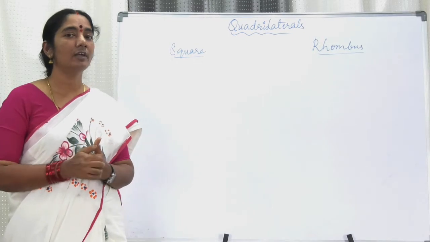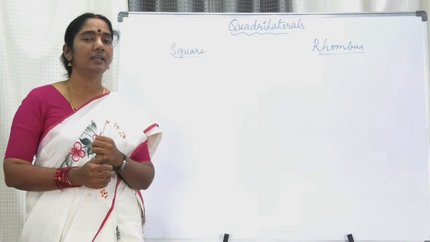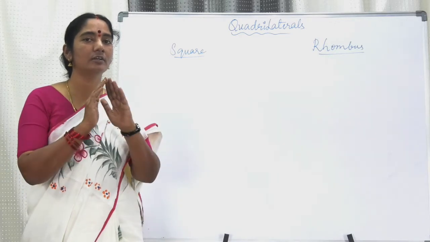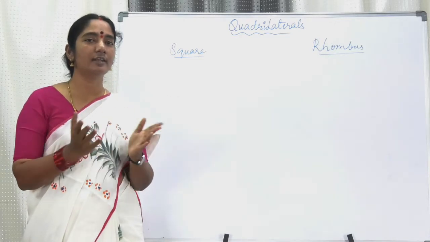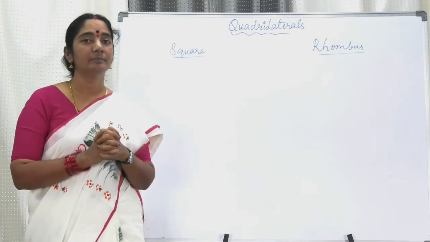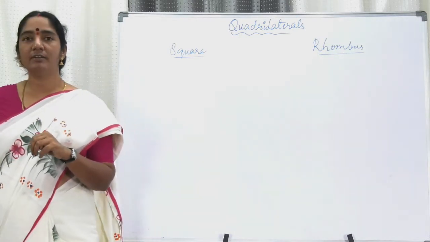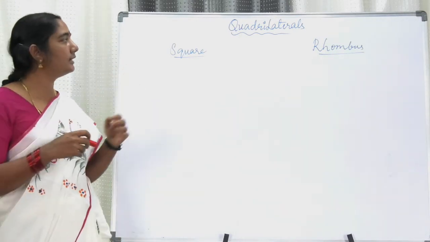Quadrilaterals. Till now we have discussed triangles. Triangle, tri means three. A closed figure with three sides we call a triangle. This one we have seen. Now this is a closed figure with four sides. Four means quadra. Quadra means four sides. A closed figure with four sides.